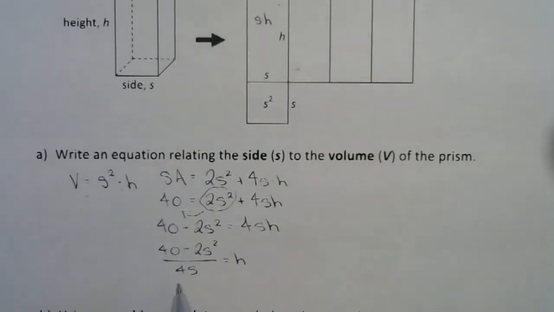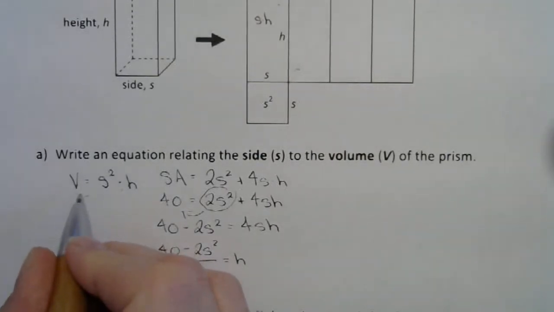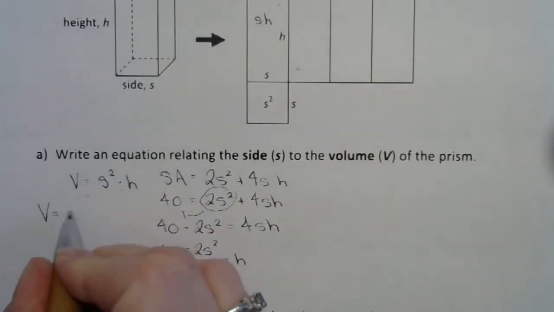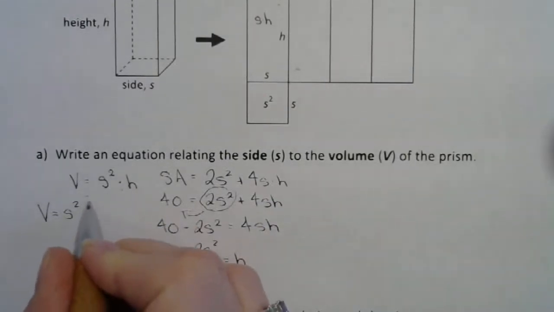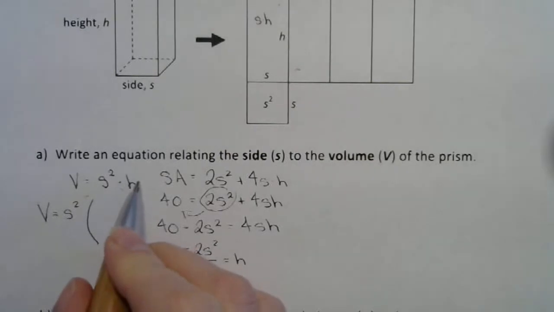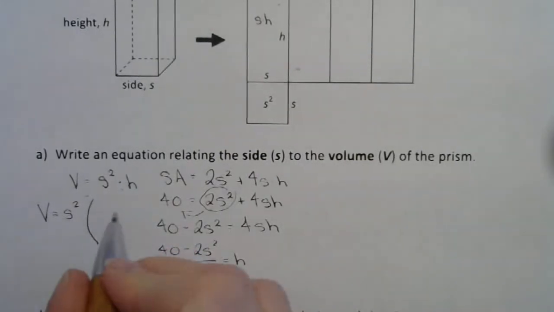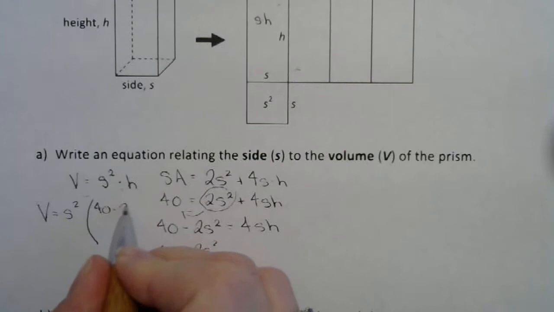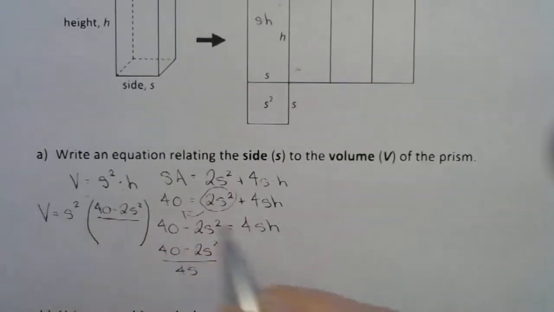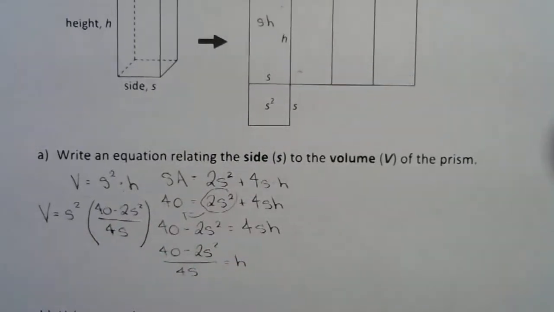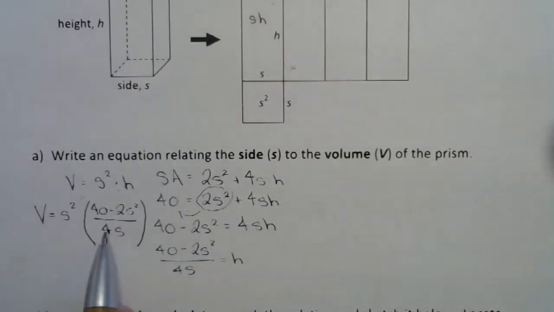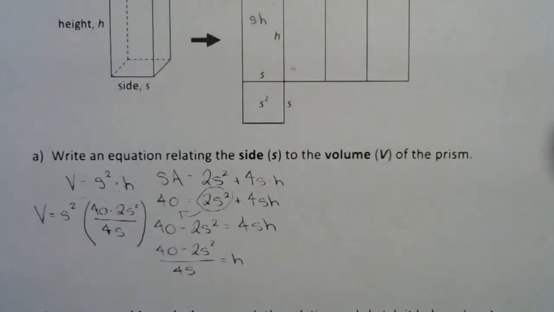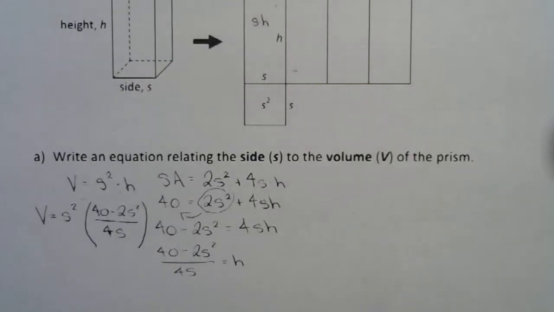And we can put this back into my formula for volume. Now what I mean by that is volume is s squared multiplied by the height. But my height is the same thing as 40 minus 2s squared all divided by 4s. Okay. So this is my formula relating volume to the side length s. Take a second just to make sure you've got all that.